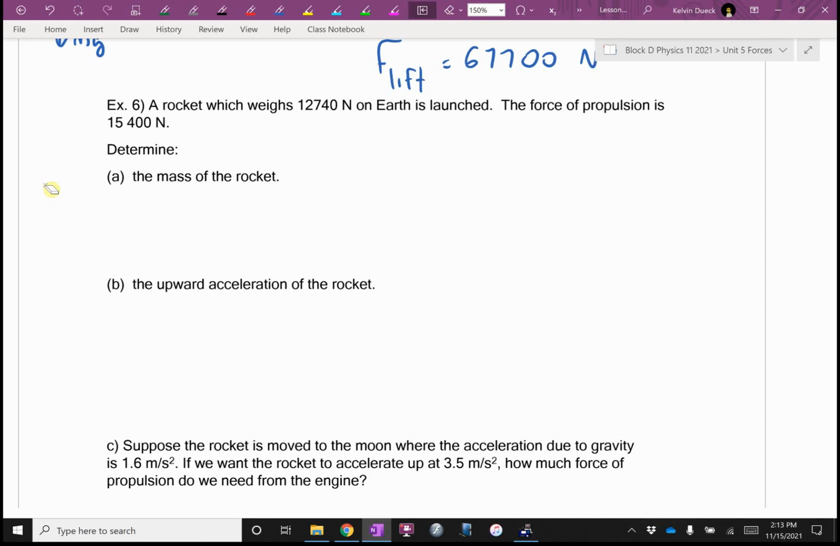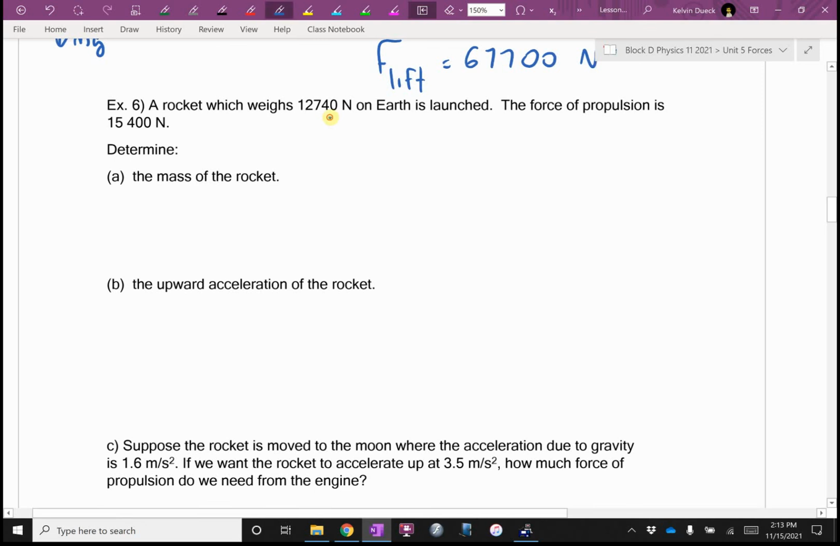Keegan, what does A want me to find? Didn't they give you the mass? Isn't it 12,740? What are the units next to that 12,740, Keegan? Do I measure mass in newtons? What did they give me there?